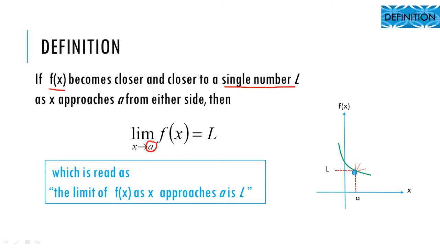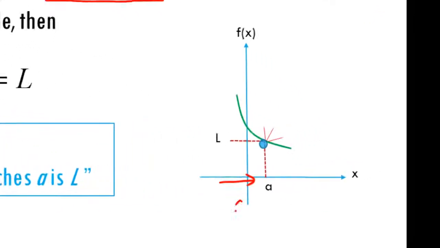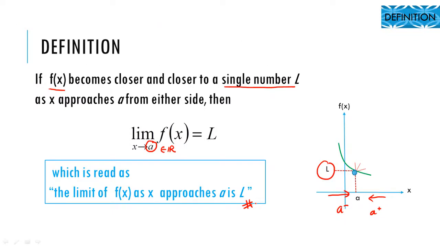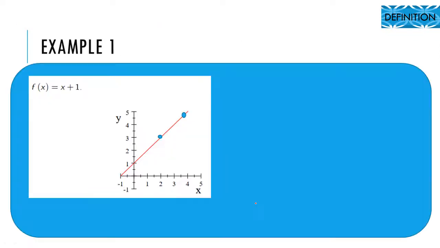If a function f(x) becomes closer to a single number L as x approaches a, where a here is an element of the real numbers. From the diagram, we can see that either side means left side and right side, which is denoted by using a negative and positive. From the function and the curve, we found that both sides stop at L. So we can say that the limit of f(x) as x approaches a is L.